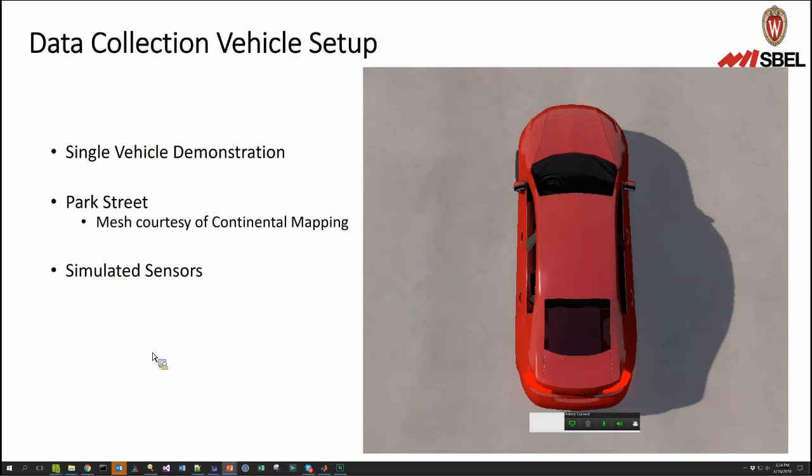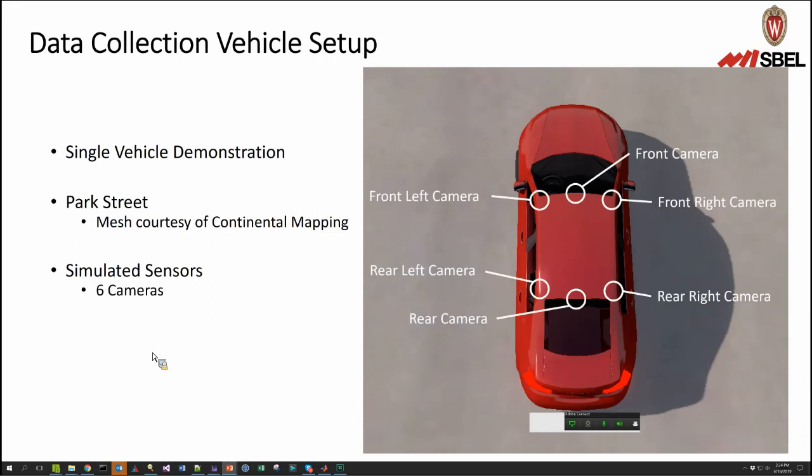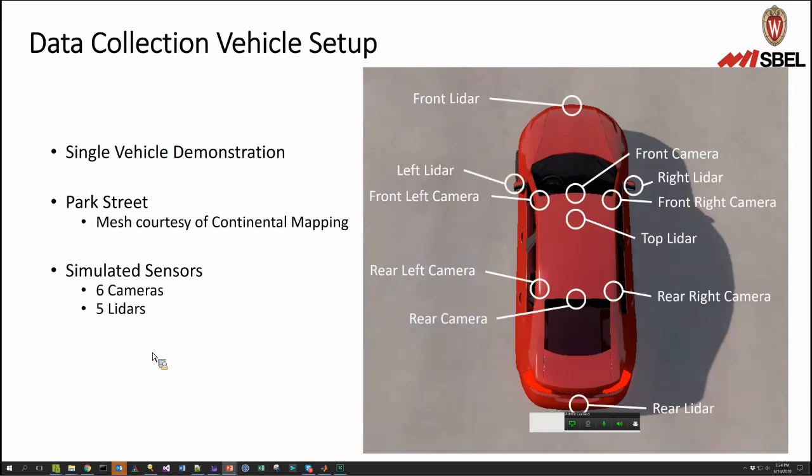So here is a simulation of the sensing that we currently have, and this is a demonstration of a vehicle that has 6 cameras, 5 lidars, 1 GPS and one IMU system.